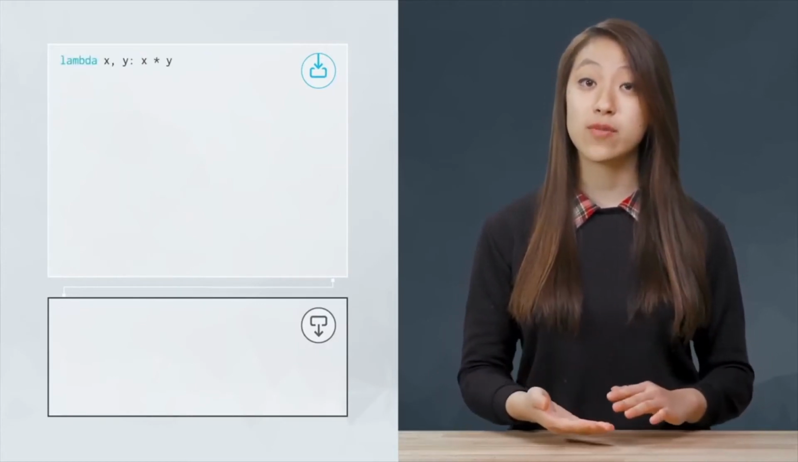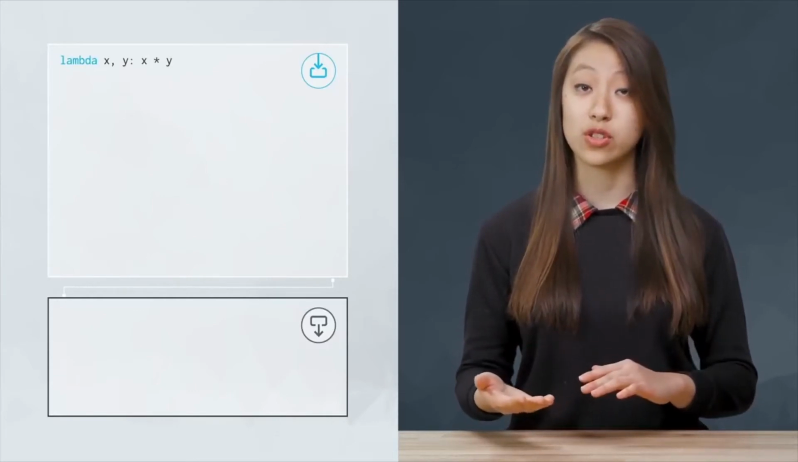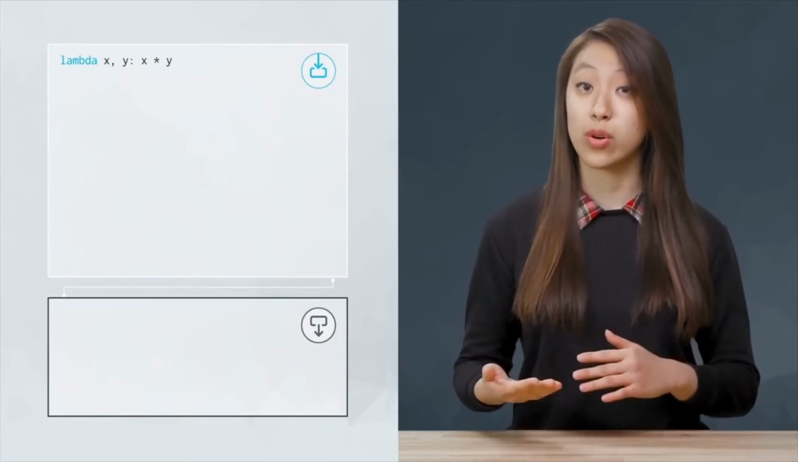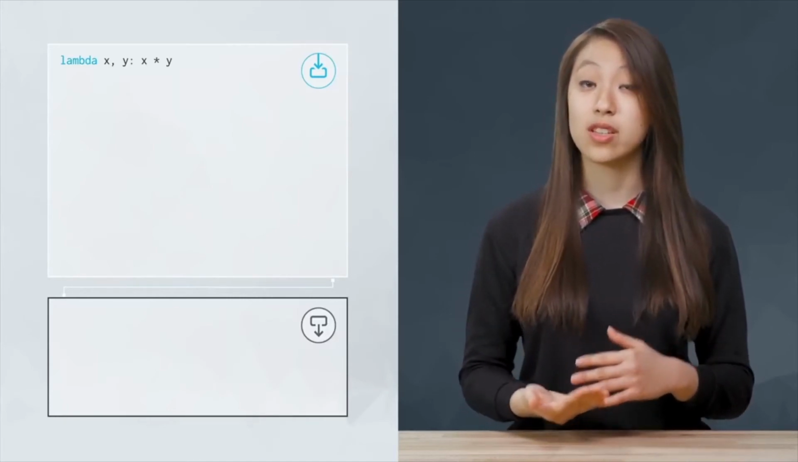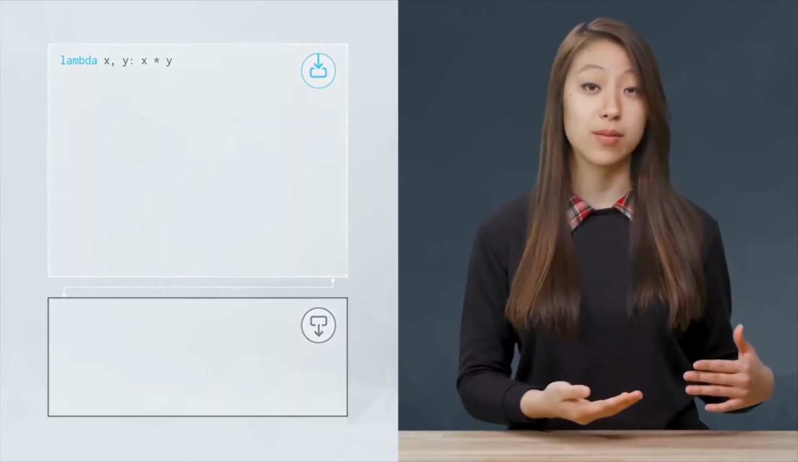If you want to specify multiple arguments in a lambda function, you can include them before the colon, separated by commas. Here's a lambda function that multiplies two numbers together. In the following quizzes, you'll get some practice using lambda functions and see how useful they can be.